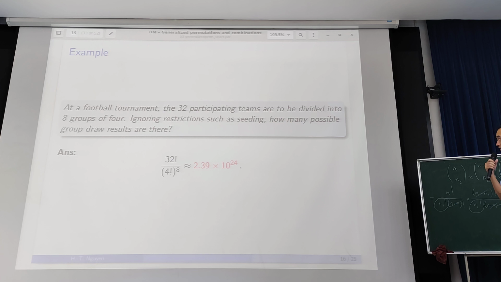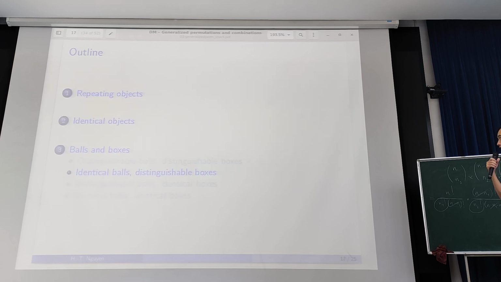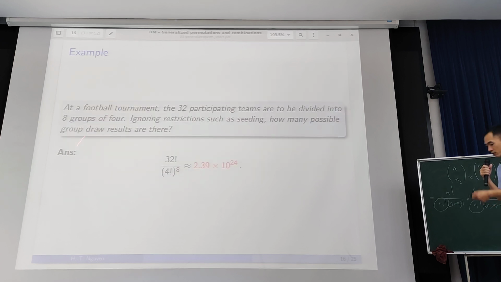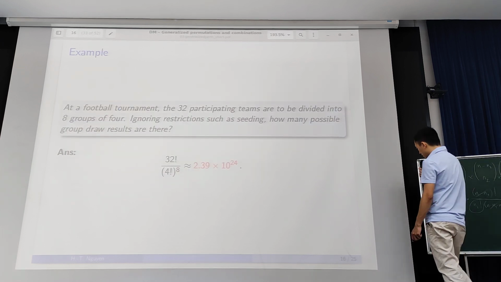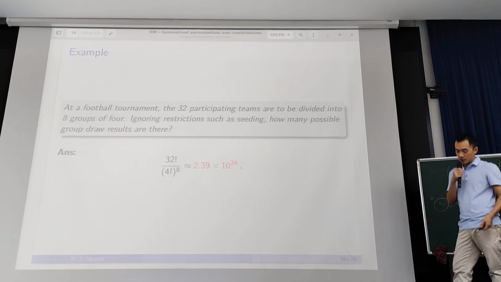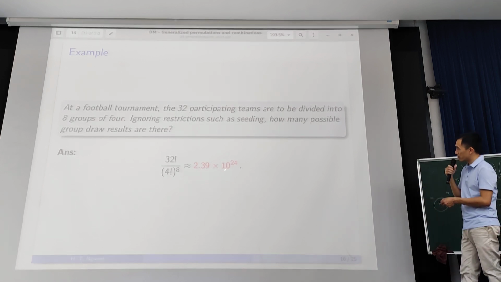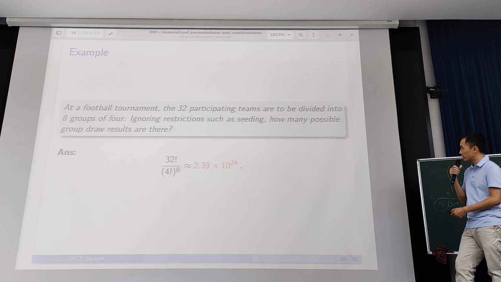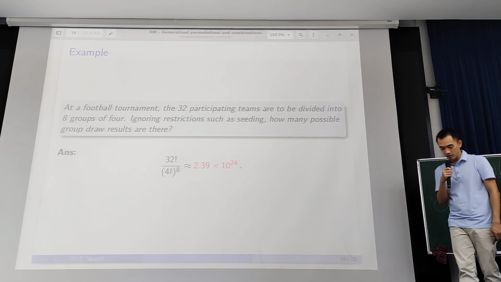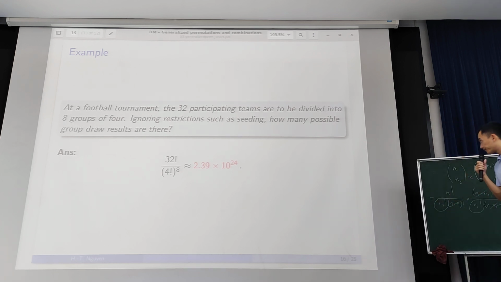This is roughly 3 billion. So it's a huge number if there is no restriction. Even if you take into account the permutations of the groups, you divide this result by 8 factorial, it is still a big number.